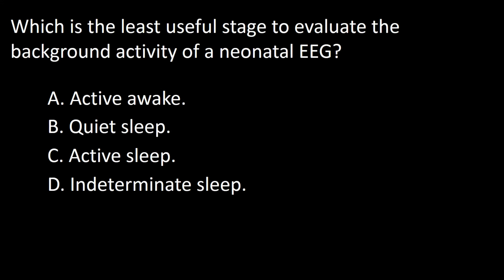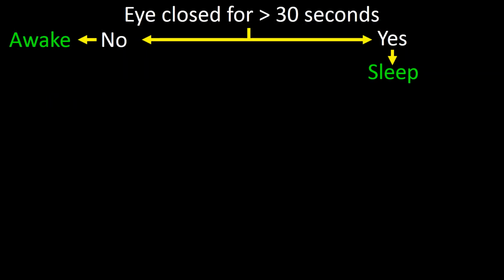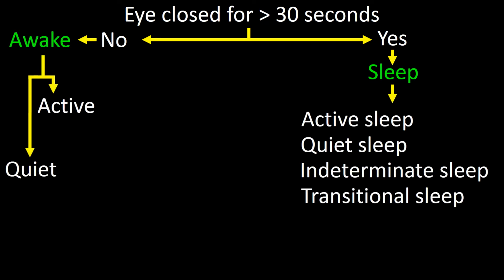Next question. Which is the least useful stage to evaluate the background activity of a neonatal EEG? A. Active awake. B. Quiet sleep. C. Active sleep. D. Indeterminate sleep. At 30 weeks and before, the interpretation of EEG activity during awake and sleep states has the same degree of benefit and challenges. At 31 weeks and after, some stages are better than others for EEG background interpretation.